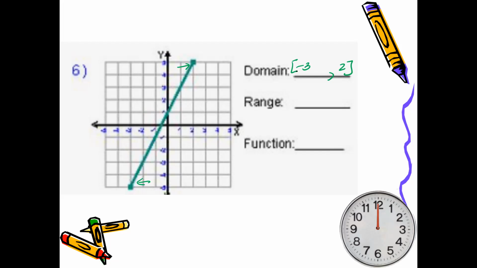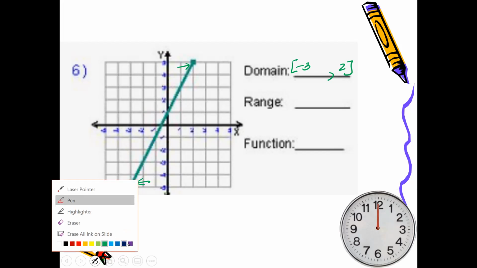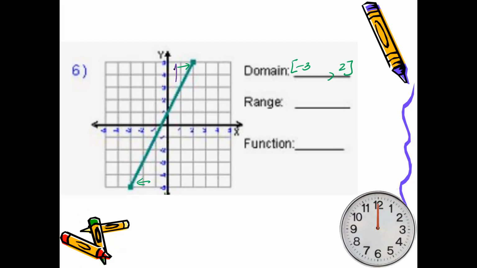brackets. And then with the range, how far up do you go? It looks like it goes all the way up to 1, 2, 3, 4, 5 with a bracket. And then how far below did you go to? -5 with a bracket. And is it a function? Yeah, because if I draw a line, it only touches it once. So it is yes.